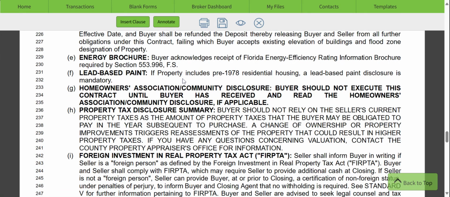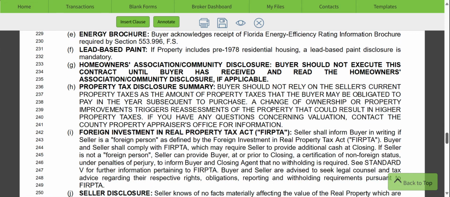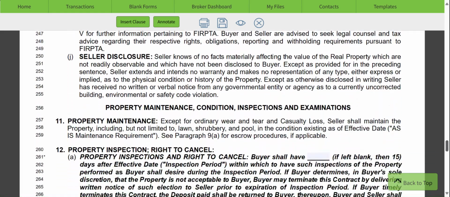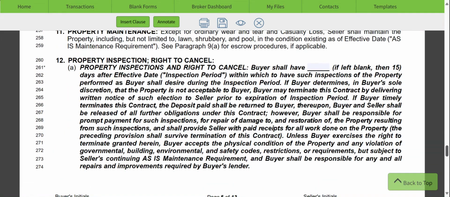Lead-based paint: anything pre-1978, you will have the potential for lead-based paint. There must be a disclosure that is provided to you. You also need to be able to check for lead-based paint in your due diligence period, meaning your inspection period. Okay, there are other things like homeowners associations and so forth that need to be taken care of. And look at an as-is contract.